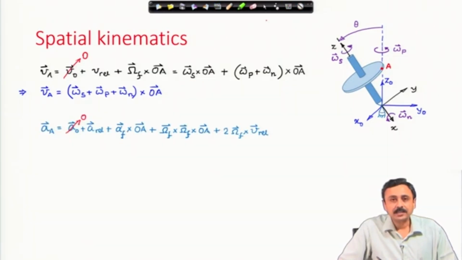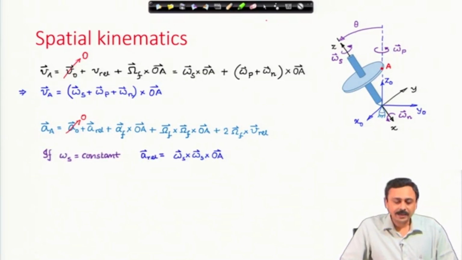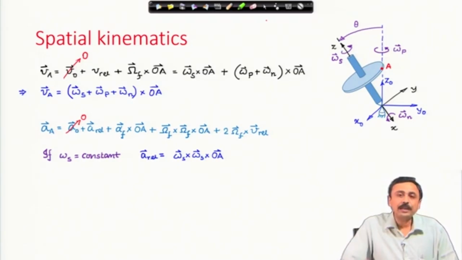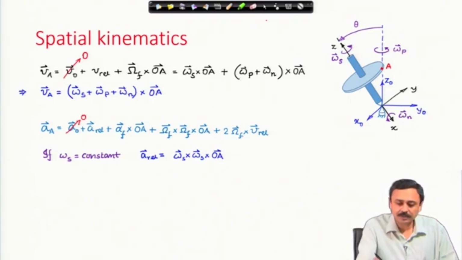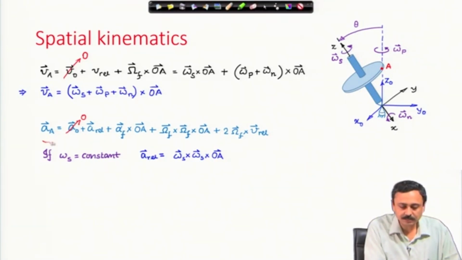Next, we look at the acceleration of point A. Once again, I express it in terms of the acceleration of O, and then there is an A rel term which will be generated because of the spin of the body, plus alpha of the frame cross OA, plus omega frame cross omega frame cross OA, plus 2 omega frame cross V rel. We know all these terms, and we can plug in various values. Here I have made a simplification, if you like, but this is the most general expression.